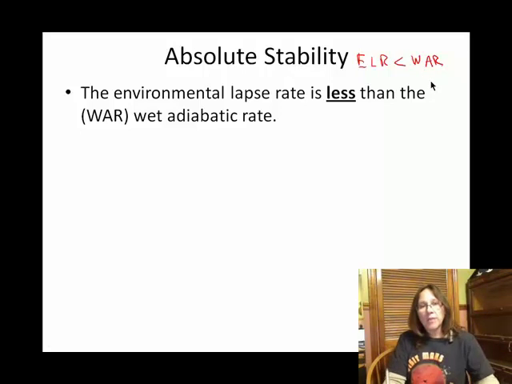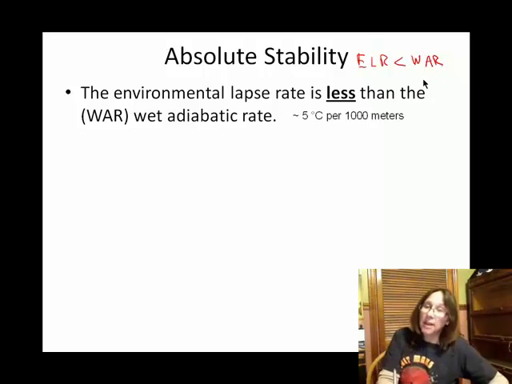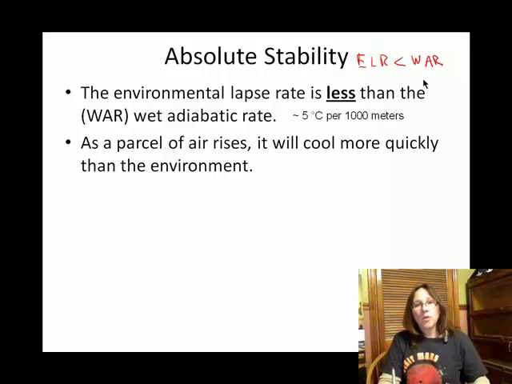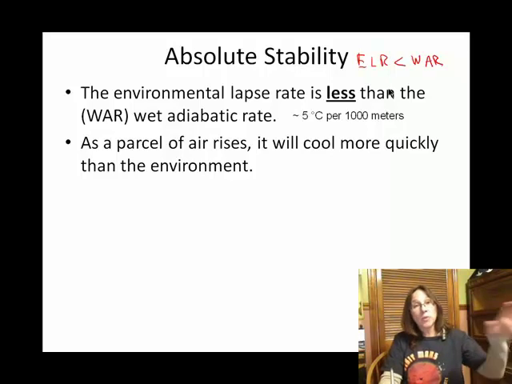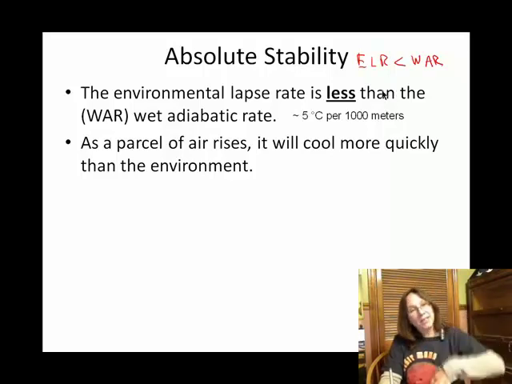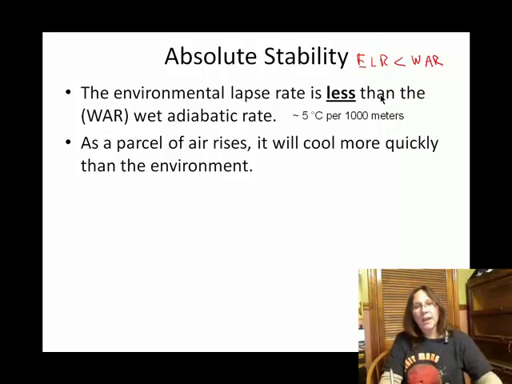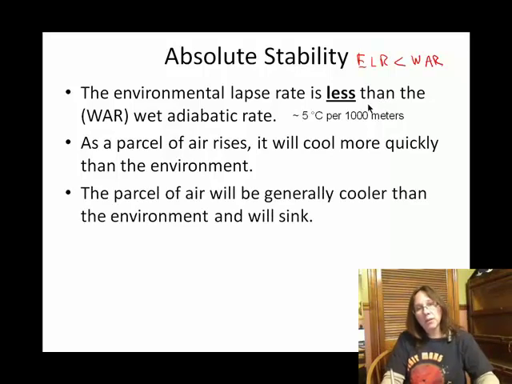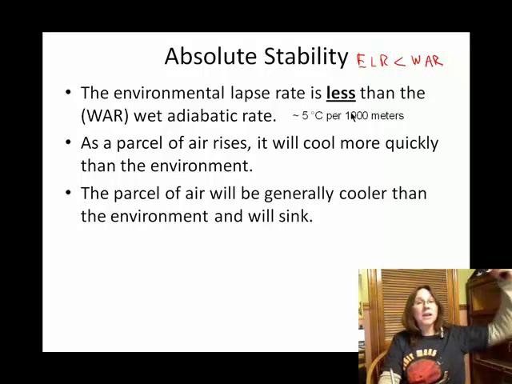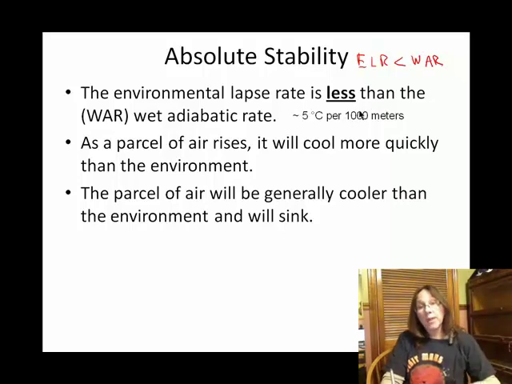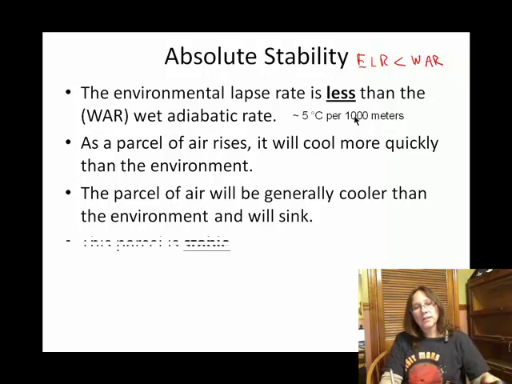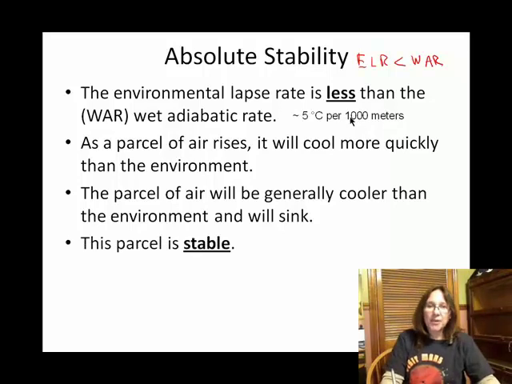But if that's the case, then that parcel of air, as it rises, will tend to always be colder than its environment. Its environment will be warmer. And so if its environment is warmer, your parcel of air is colder, it will be stable and have a tendency to fall. And that's exactly what we're going to see in the example we're going to look at. If the environmental lapse rate is less than 5 degrees Celsius per 1,000 meters. So let's see. We're going to look at an example here, and it's going to really help a lot.